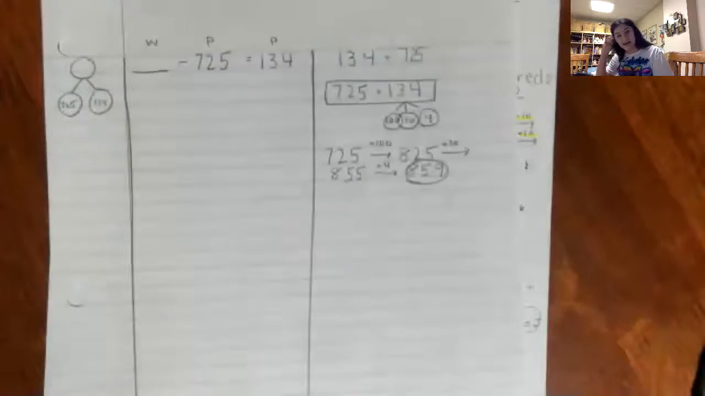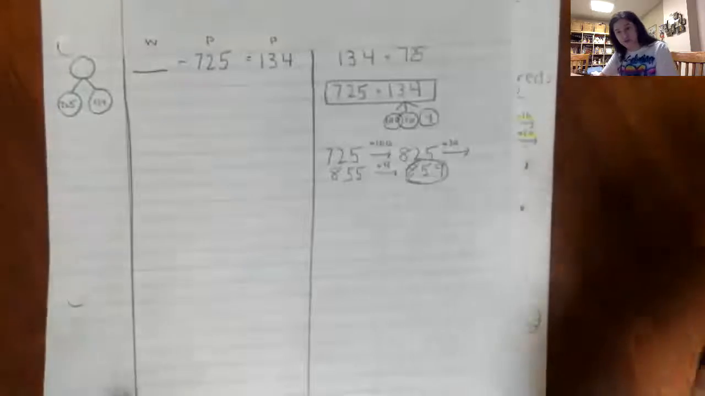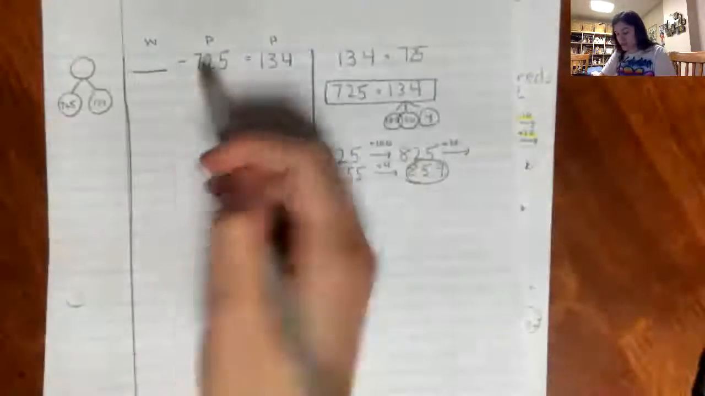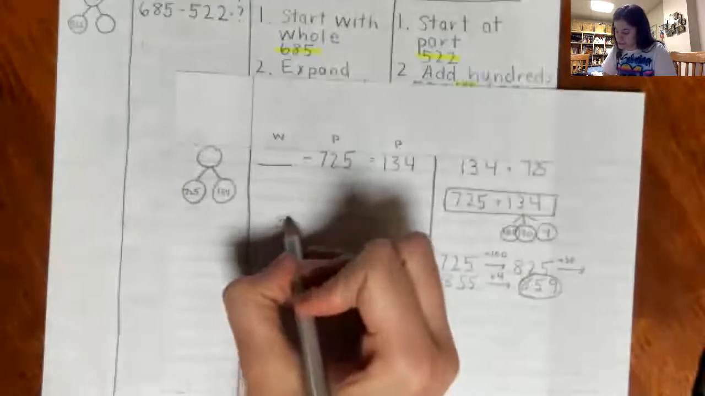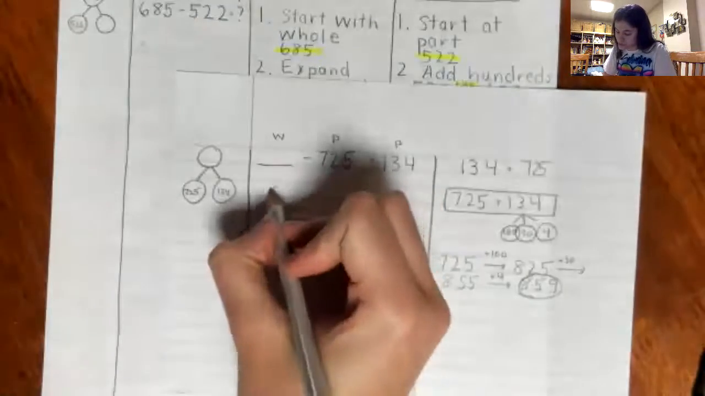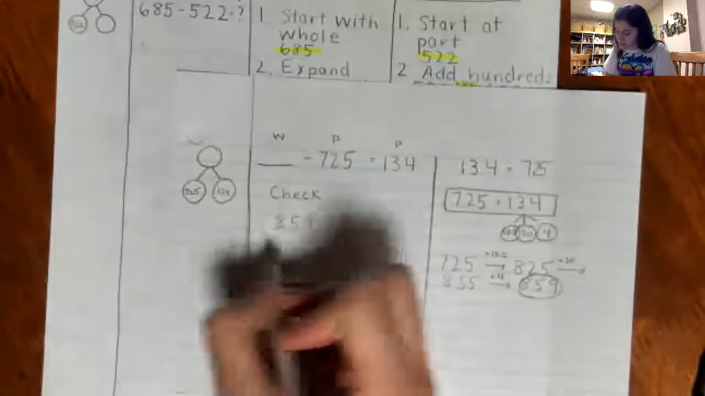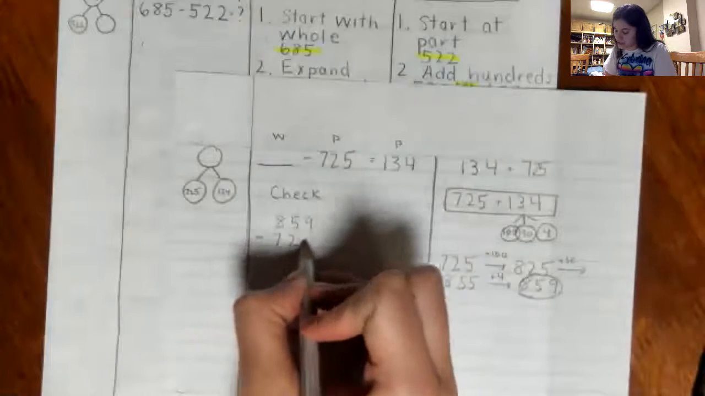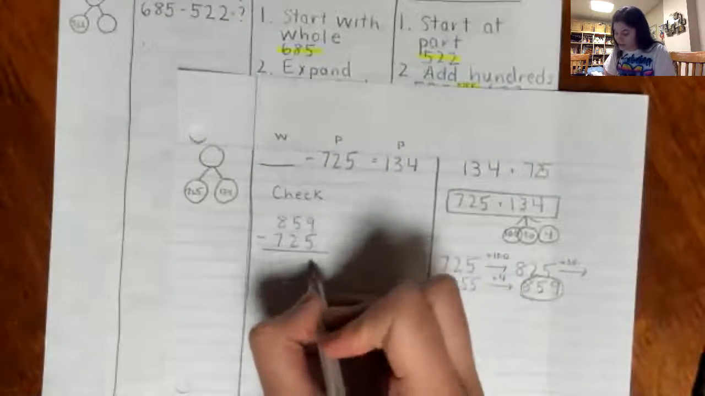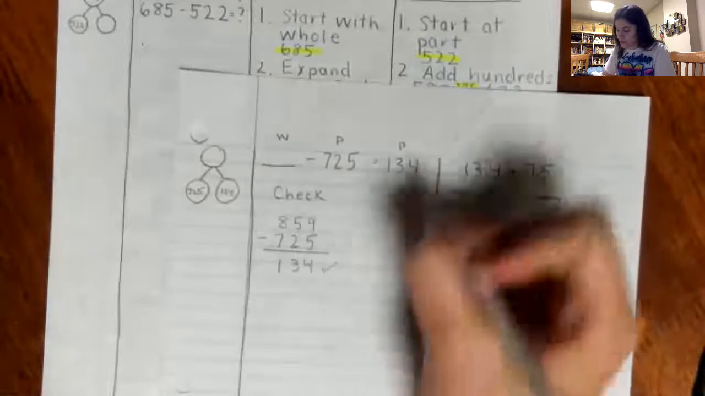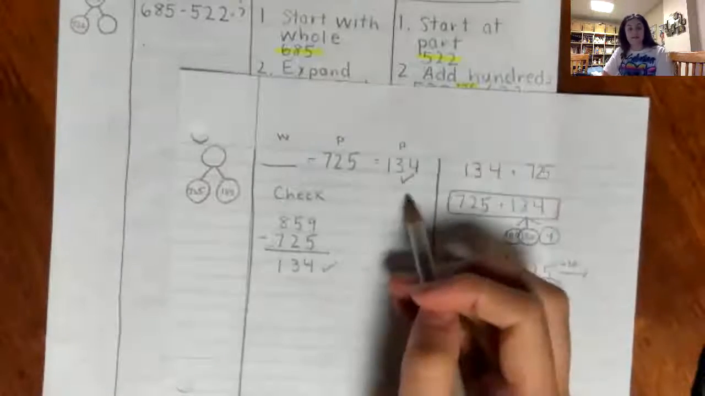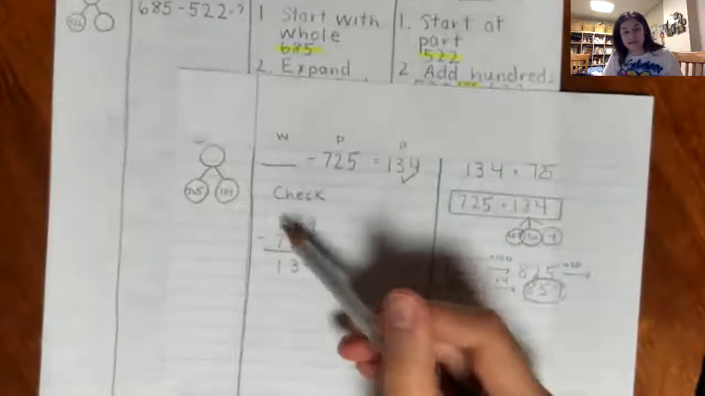Now to check that, because I always check, I'm a good mathematician, I'm gonna just check it subtraction. I could also check it addition just in case, but let's see. You can use any strategy. Let's do a check. 859 take away 725. Let's see what we get. 9 take away 5 is 4. 5 take away 2 is 3. And 8 take away 7 is 1. So I got the same thing. So now I know my answer is 859.